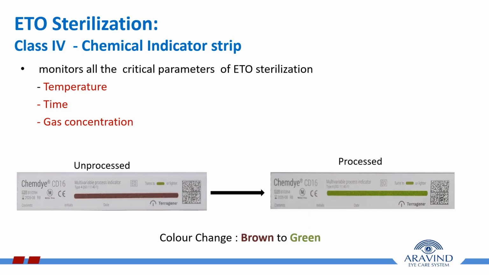For ETO sterilization, a class 4 chemical indicator strip is used. It monitors all the critical parameters such as temperature, time and gas concentration. The color changes from brown to green.